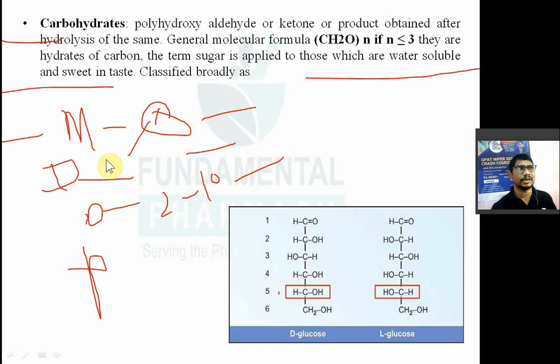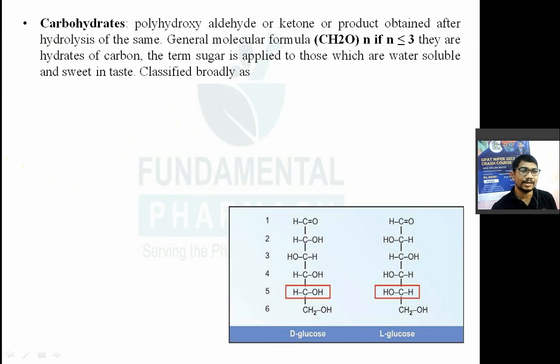Monosaccharides also have different types, depending on the number of carbon atoms. If they have 3, they are known as trioses; if 4, tetroses; 5, pentoses; 6, hexoses; 7, heptoses, like that. Monosaccharides are also further classified into another type depending on the functional group. We'll see that in an upcoming slide, so this is just an overview.